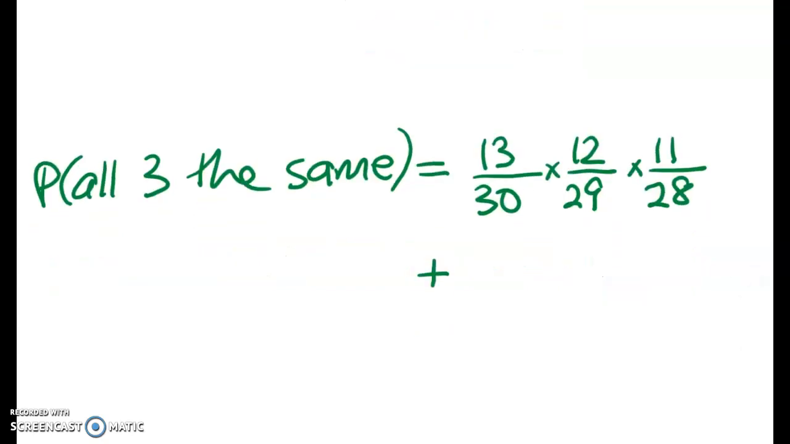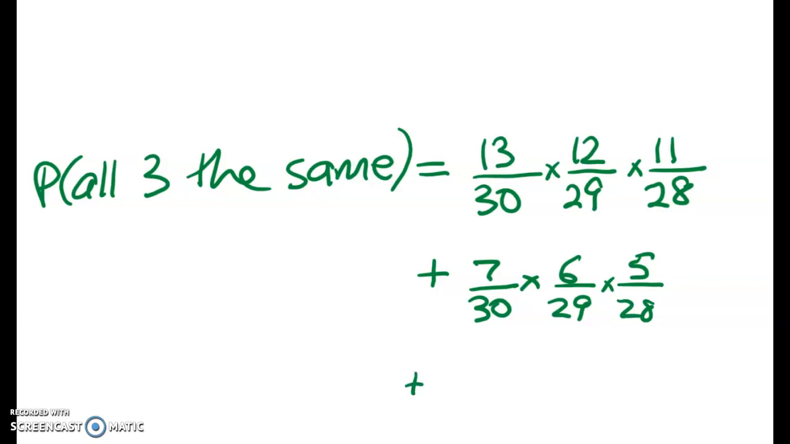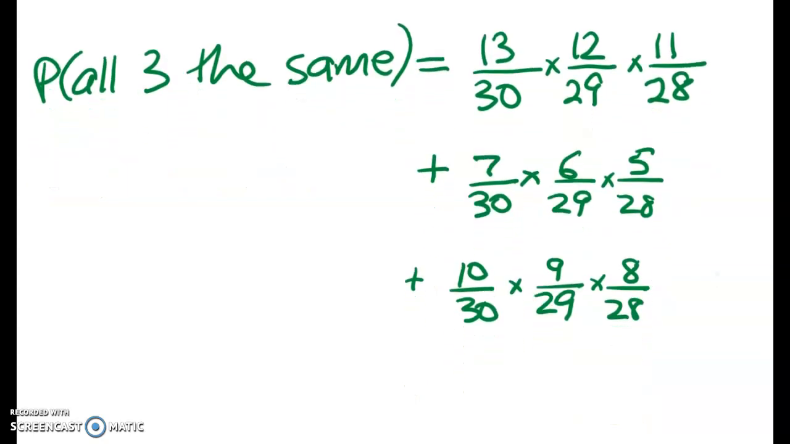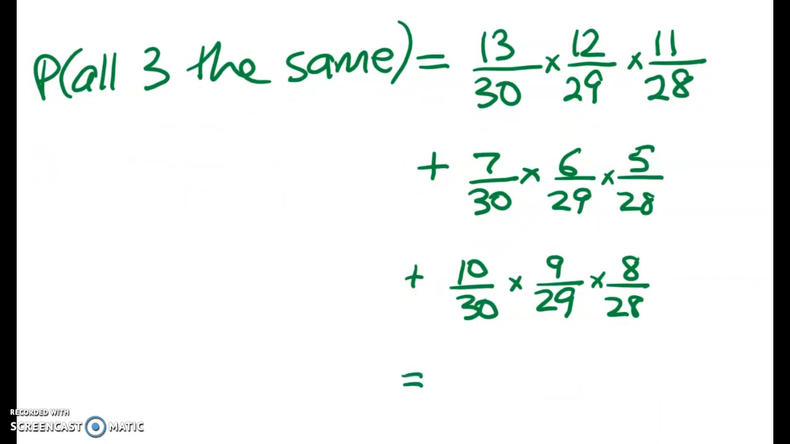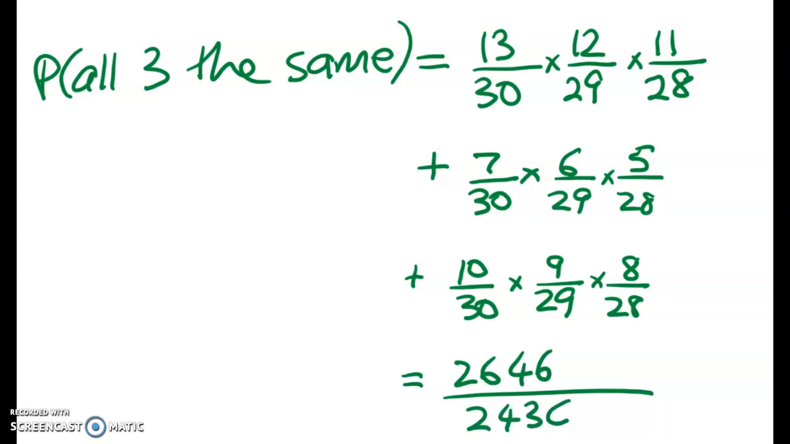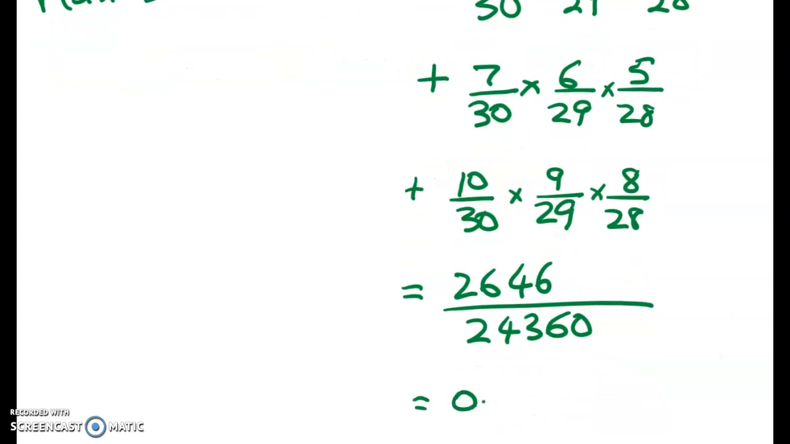Plus the same thing for the white raspberry ones. 7 of them to start with, 7 out of 30. Then if we've eaten one of them on the first go, 6 out of 29, and then 5 left out of 28. Next, we've got the Caramel Delights. We started with 10, and then we had 9 left out of 29, and then we had 8 left out of 28. So if we work all of that out, you can do that on your calculator, and you'll get a decimal answer. If you do the fraction add up first, you should get this 2,646 divided by 24,360, and that gives us a final answer of 0.1086 to 4 decimal places.